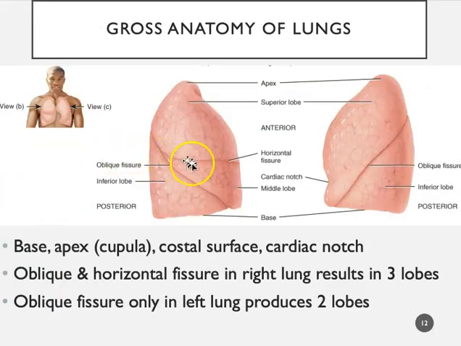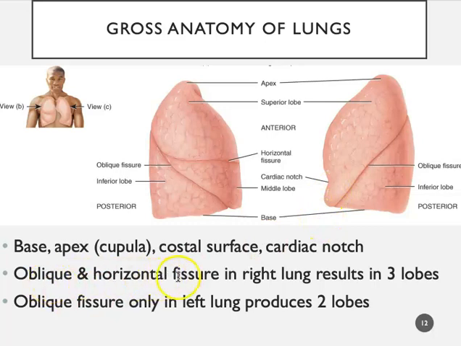As I mentioned to you, the right side is going to have 3 lobes. The left will only have 2. There is a cardiac notch for the heart on the left side. A couple of other terms for you. The base is simply this bottom part. The apex is simply where it comes to a point at the top. The costal surface is simply the surface that will be touching the ribs. And again, this cardiac notch here.